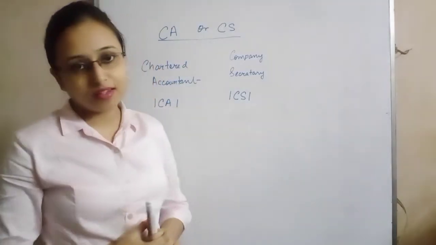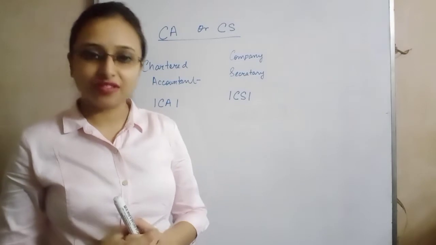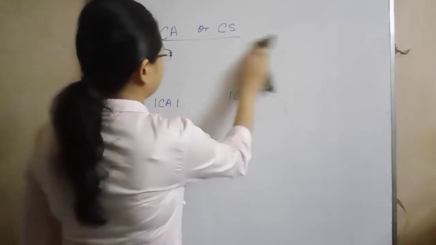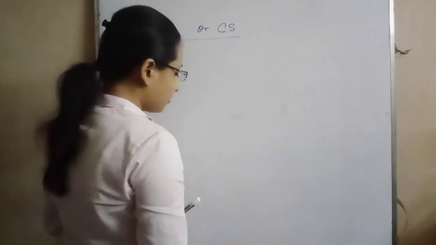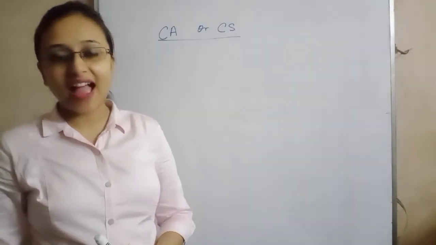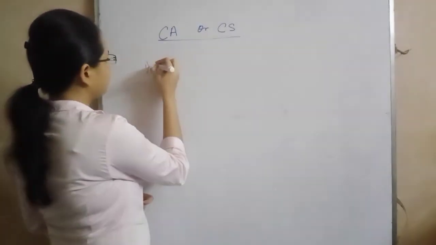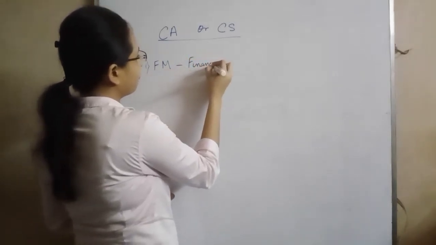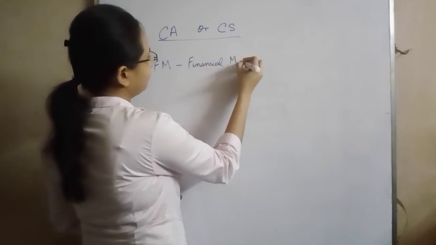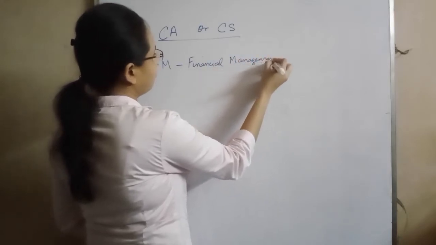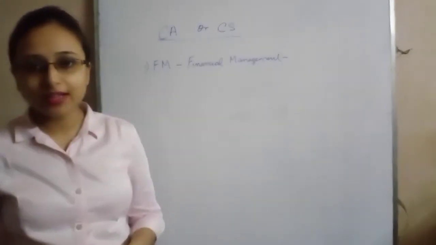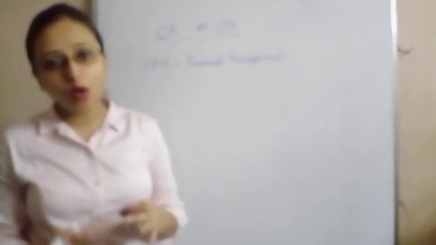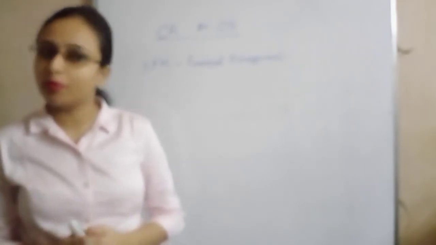Now we will be discussing here the common subjects that we have for CA as well as CS. The subjects that are common to CA and CS are firstly FM or financial management, right? Now what is this financial management? It is all about financing and how we are going to manage our finances in a proper way.